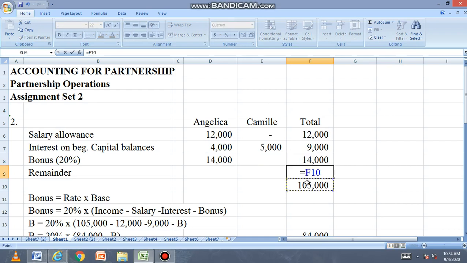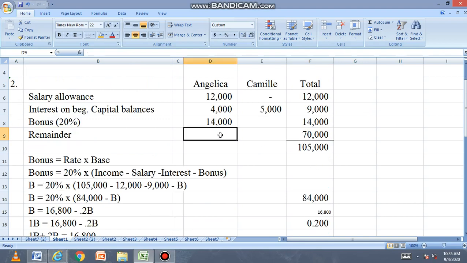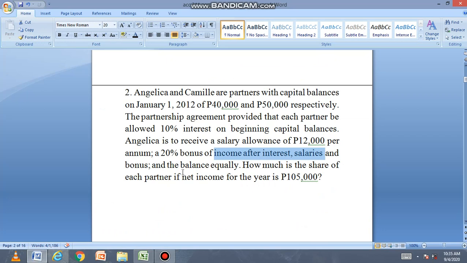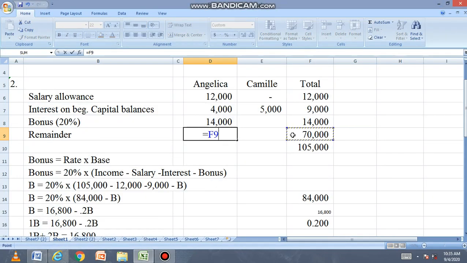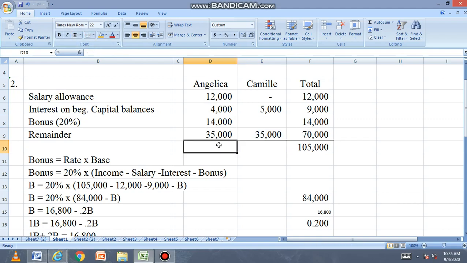So 105 minus salary na 12 minus interest na 9 minus bonus na 14, 70. So 70 ang remainder. Sabi sa problem, remainder or balance will be shared equally. So for Angelica, half of 70,000. Same with Camille, half of 70,000. So 35 each sa remainder. Para i-sum ito, press natin yung alt equals. Magsasum siya.